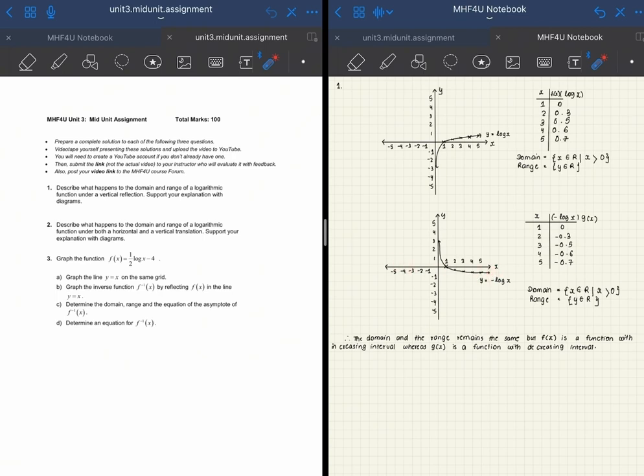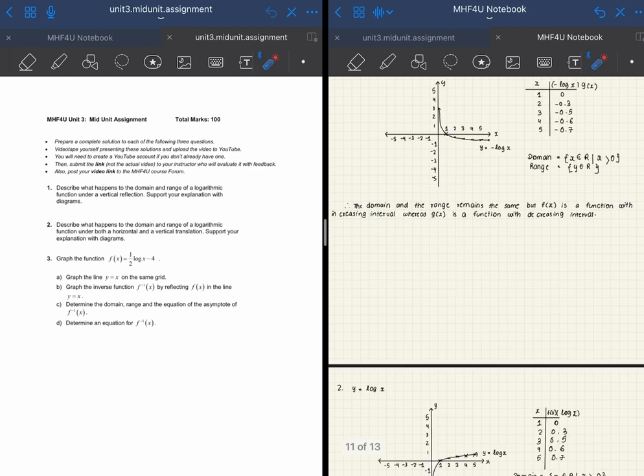and note that the domain and the range remain the same. The domain is still x belongs to R such that x is greater than 0, and the range is still y belongs to R. So there are no changes in the domain and the range. However, f of x is a function with an increasing interval, whereas g of x is a function with a decreasing interval. As you can see, this is increasing and this is decreasing. Yes, this is for number 1.